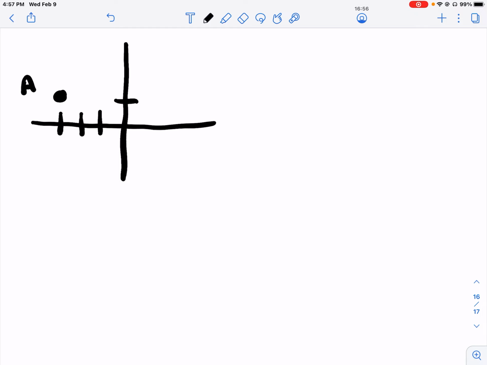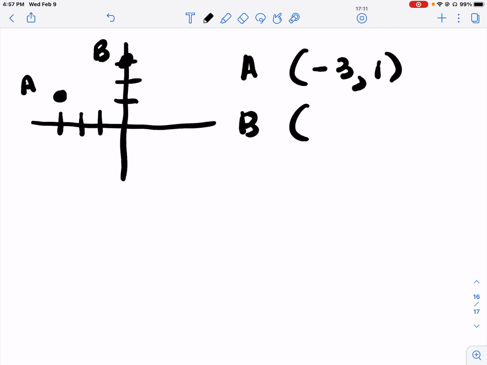Okay, then we had a graph. Okay, I'm just going to sort of recreate it here. Here's point A. A is left 3, up 1. The left or right is first. Here's point B. It's over none and up 3.